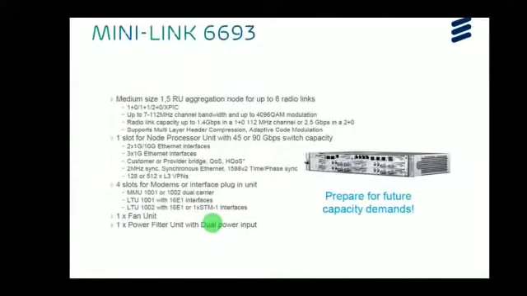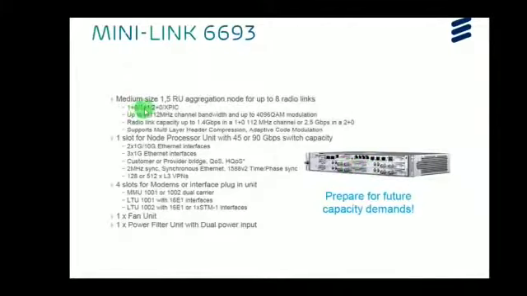The next one is Minilink 6693. This is a Minilink 6693 picture. It is a medium size aggregation node. We can call it a medium aggregation node. Medium size, that is a 1.5 RU aggregation node, it supports up to 8 radio links because it has 4 MMU slots. Each MMU slot supports 2 radio links, so in total we have 4 radio slots, so we can get a configuration of up to 8 radio links.